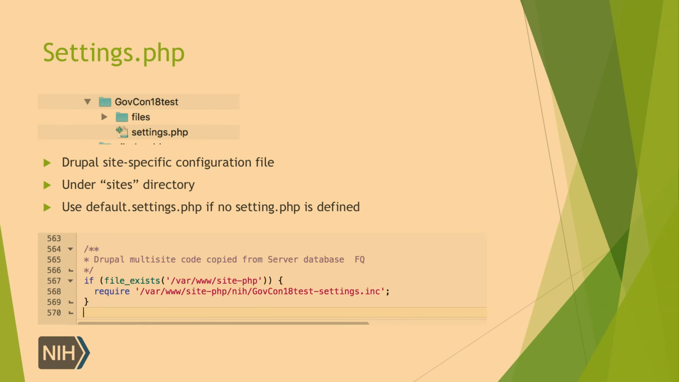Let's look at the settings.php. Settings.php is a site-specific configuration file. So you have this file for every site. If you don't, then Drupal will go back to default.settings.php, looking for the configuration information. And what we did in our video is that we copied the database settings and saved into this file.